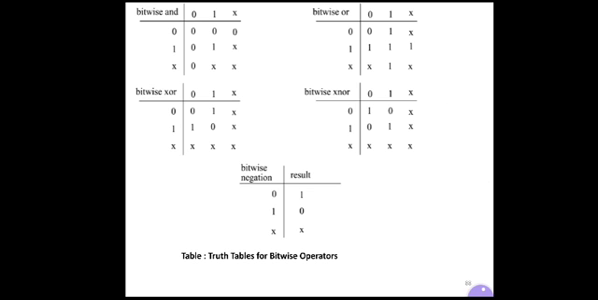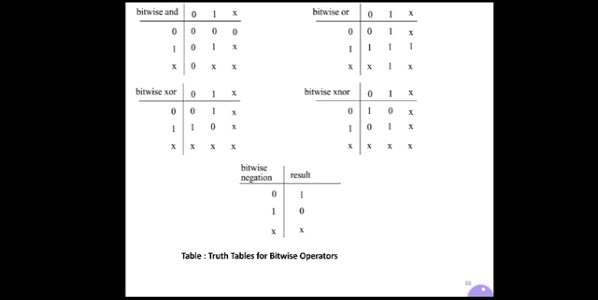XOR operator: 0 0 is 0, 0 1 is 1, 1 0 is 1, 1 1 is 0. That is, if an odd number of ones are present in the operands, then the result is 1, otherwise 0. For an unknown value, the result is unknown.